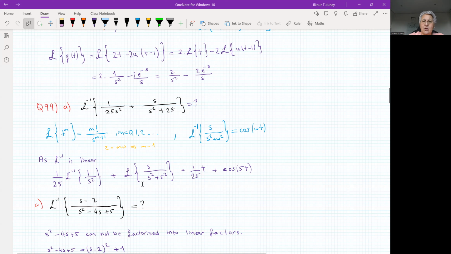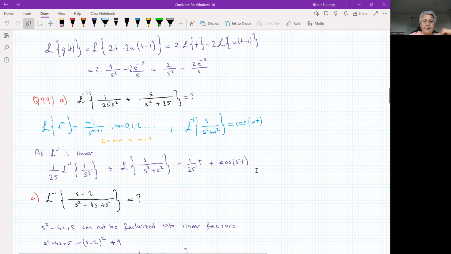And for this section, we look at s over s squared plus 5 squared, which looks like this in the table. That is cosine 5t. That's all we need to do. So the inverse Laplace transform of this is just (1/25)t plus cos 5t. It's just a substitution, just using the table. It's a very straightforward calculation. Okay, let's have a look at this question now.